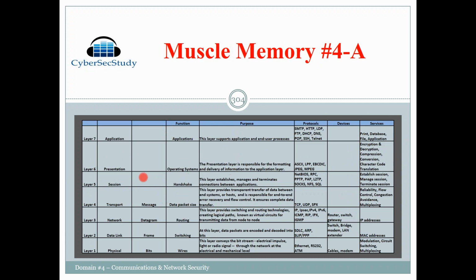This is a very important muscle memory chart. I always tell folks, print out these muscle memory charts and have them ready. When you start doing practice questions, you can refer back to these charts and make sure that the information is correctly jotted down in here. You may see information from a practice question that you realize needs to be added into here. So go ahead and do that.